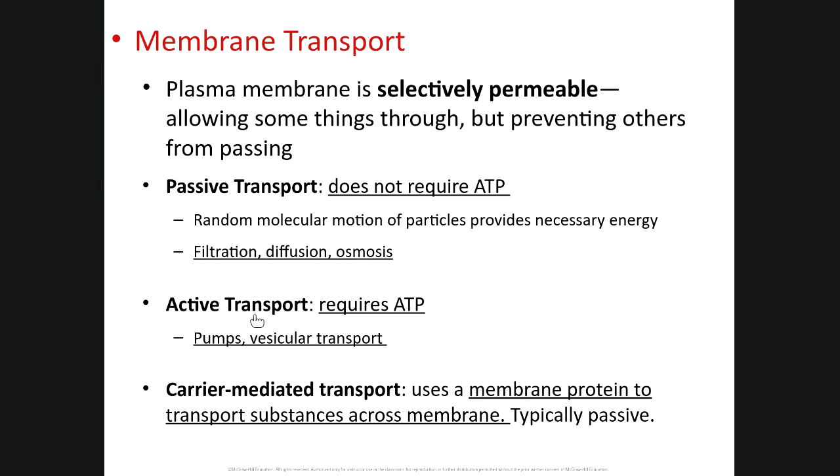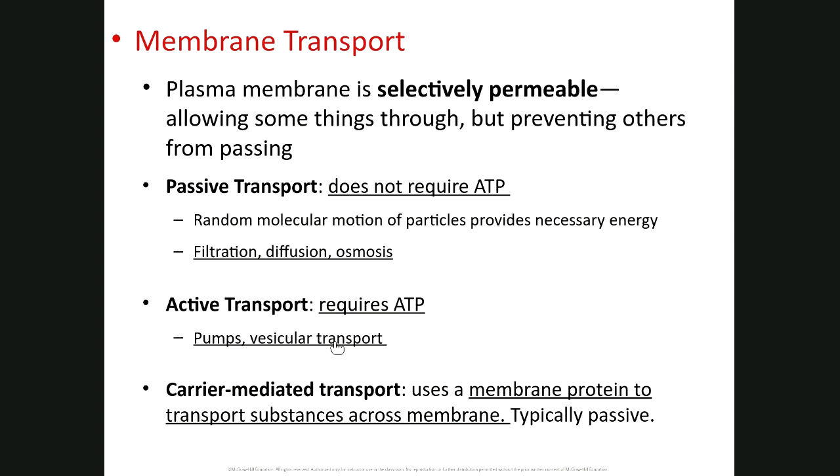Second type of membrane transport is called active. And it's called active because it does require energy. It does require ATP. And we'll talk about a really important example of active transport as a type of pump. It's called the sodium-potassium pump. That is a really important pump in cellular physiology. So definitely we'll talk about it. Also, another kind of active transport is vesicular transport. So we'll mention that. So active transport, no matter what, requires energy in the form of ATP.